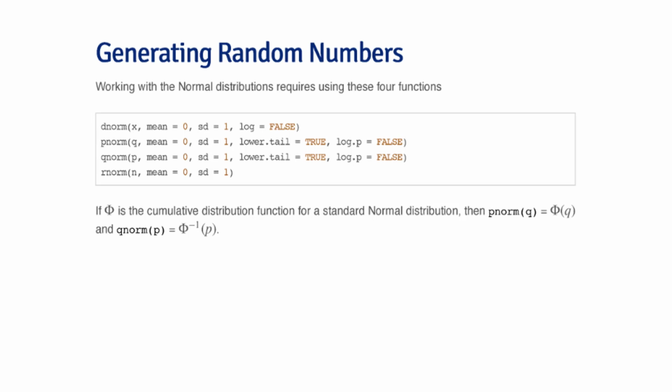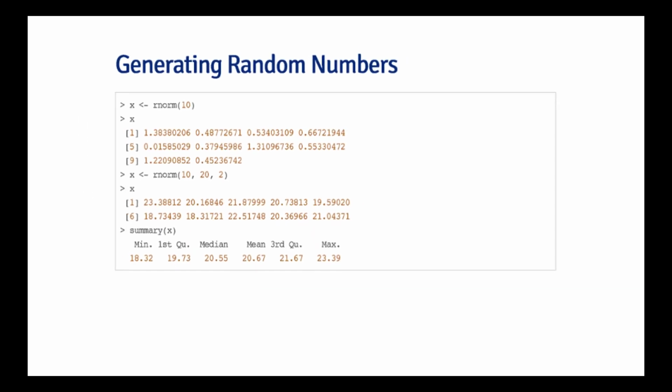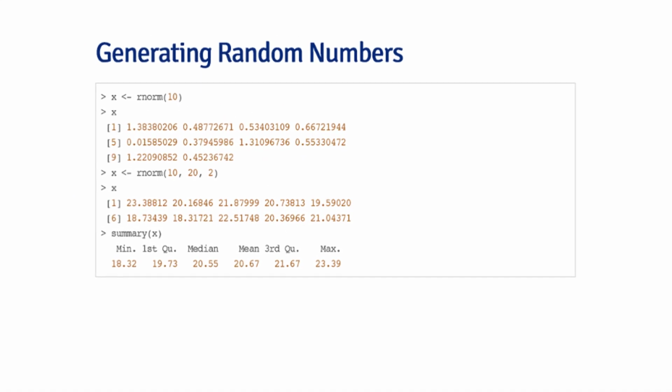And finally for rnorm, there are only 2 parameters, mean and standard deviation, and an n, which is the number of random variables that you want to generate. So if n is 100, you will get a vector of 100 numbers that are drawn from the normal distribution. Just to be more explicit, if Φ is the cumulative distribution function for the standard normal distribution, then pnorm is equal to Φ and qnorm is then equal to the inverse of Φ. So a quick example here, if you want to generate some random variates, you can just call rnorm and pass in an integer, which is the number of variables you want to generate.